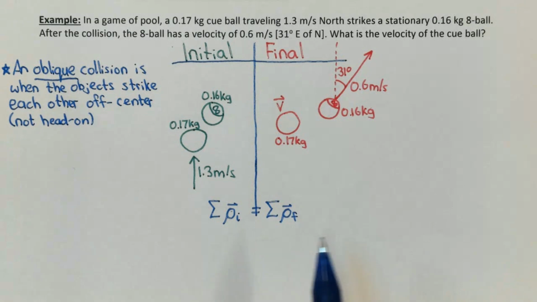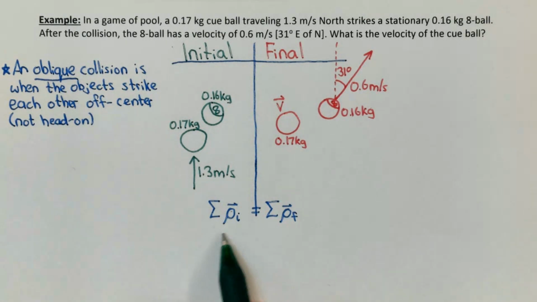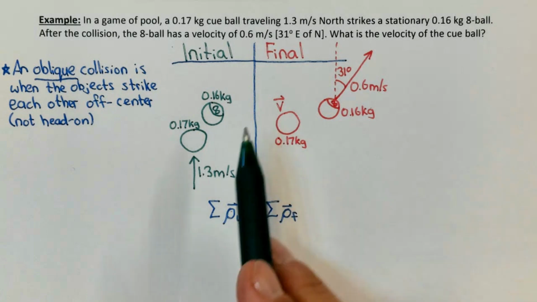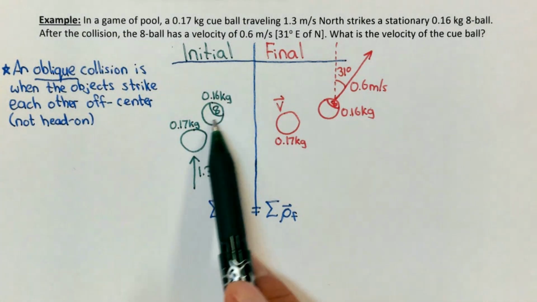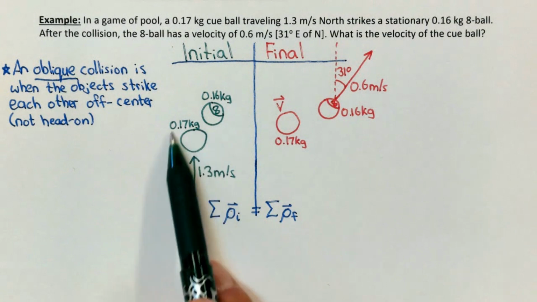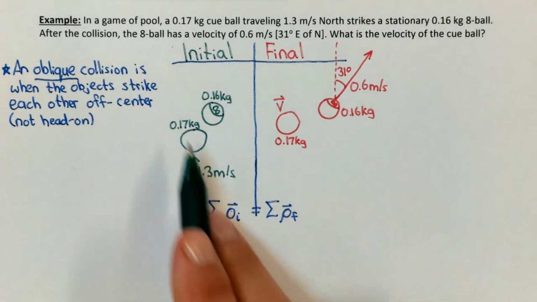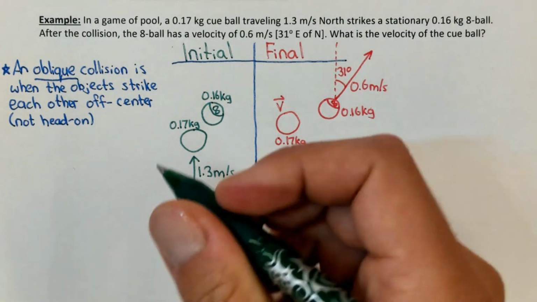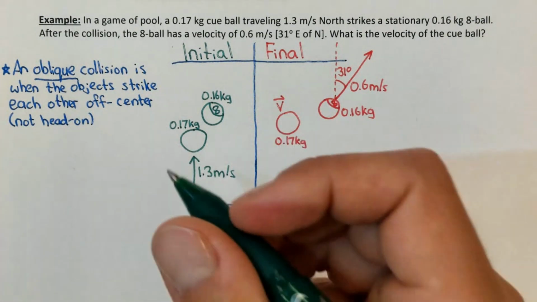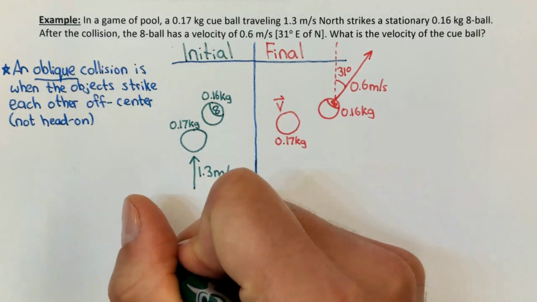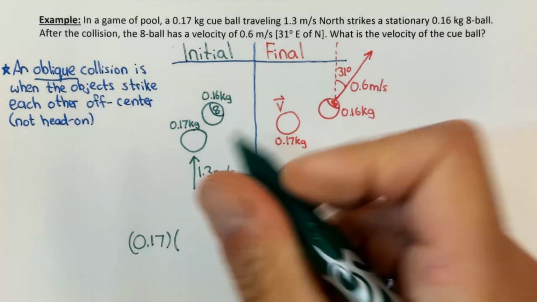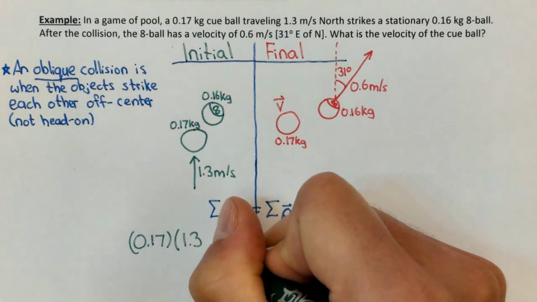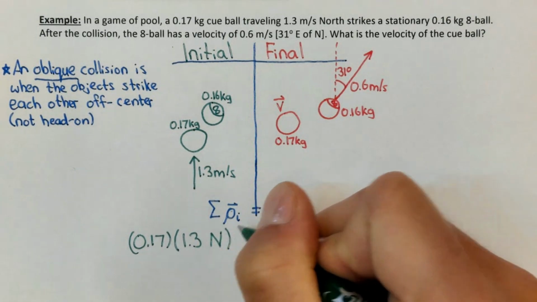Now, I'll even keep going as if this was a 1D problem, and I'll plug things into this equation. So on my initial side, I've got two initial momentums that have to be added together. The 8-ball's momentum, which is 0, because it has no velocity, and the cue ball's momentum, which is going to be mass times velocity. Momentum is mass times velocity. So here, I have the cue ball's mass, 0.17, times its velocity, 1.3 north.